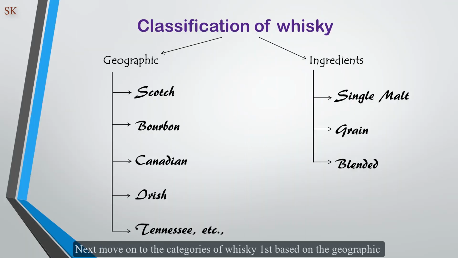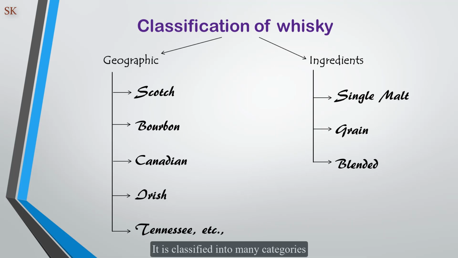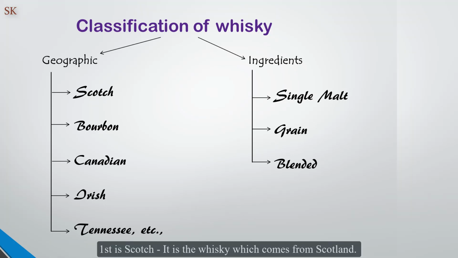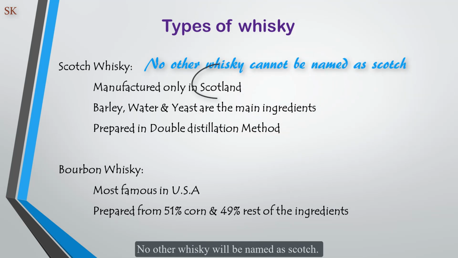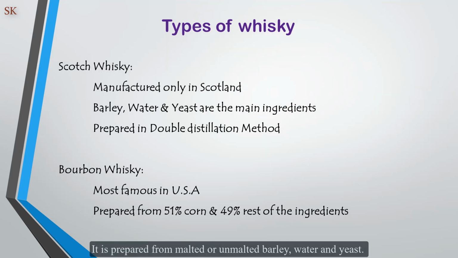Next, move on to the categories of whiskey. First, based on geography, it is classified into many categories. First one is Scotch whiskey. It is the whiskey which comes from Scotland. No other whiskey will be named as Scotch. It is prepared from malted or unmalted barley, water and yeast. It is prepared in the double distillation method.